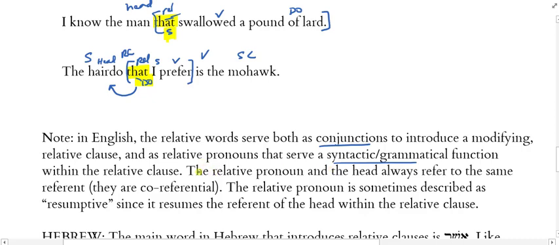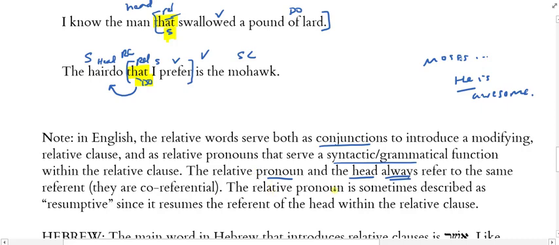Another interesting feature of relative clauses is that the relative pronoun and the head always refer to the same referent. A referent is what a word refers to. So if I say, I know Moses, okay, he is awesome. The pronoun he has a referent. What does he refer to? He refers to Moses. All right? So, the relative pronoun and the head of a relative clause always refer to the same referent. That is to say, they are co-referential. They refer to the same entity.